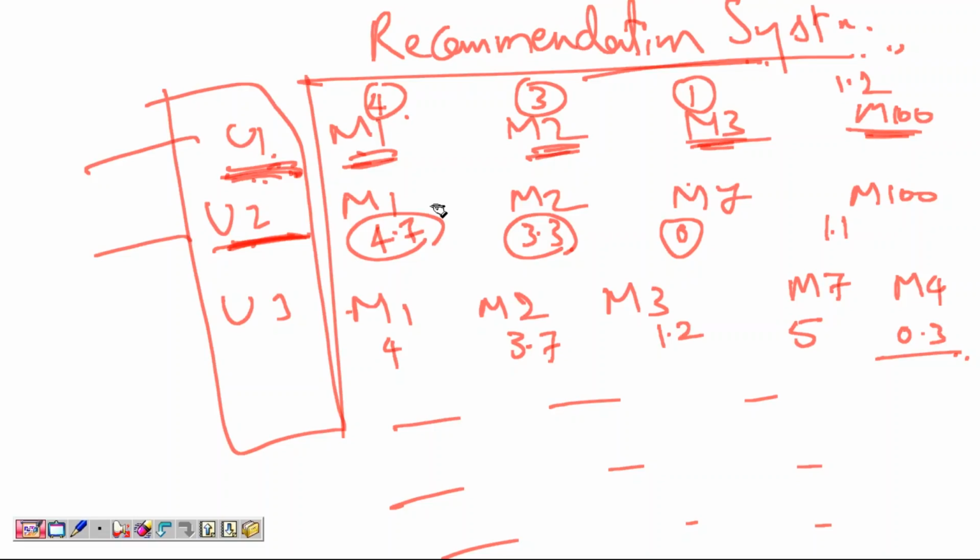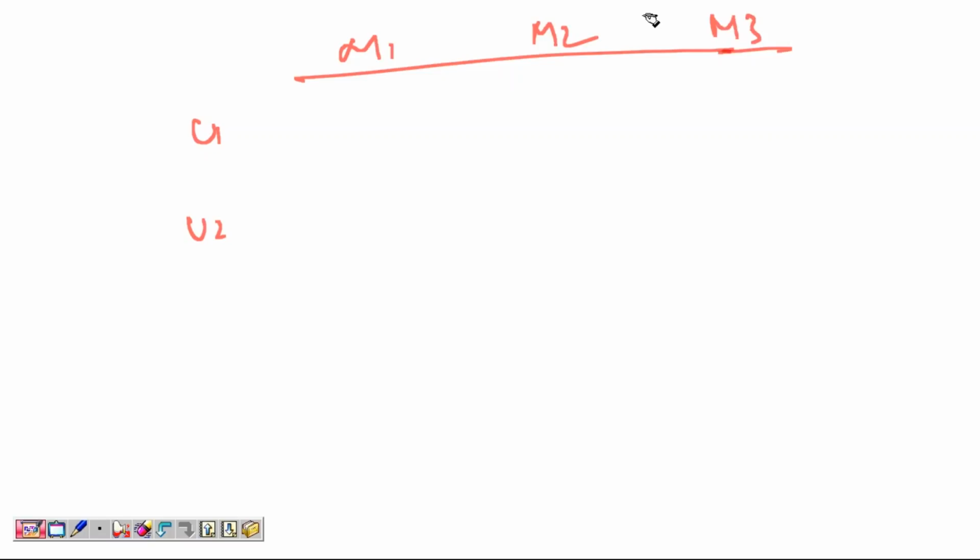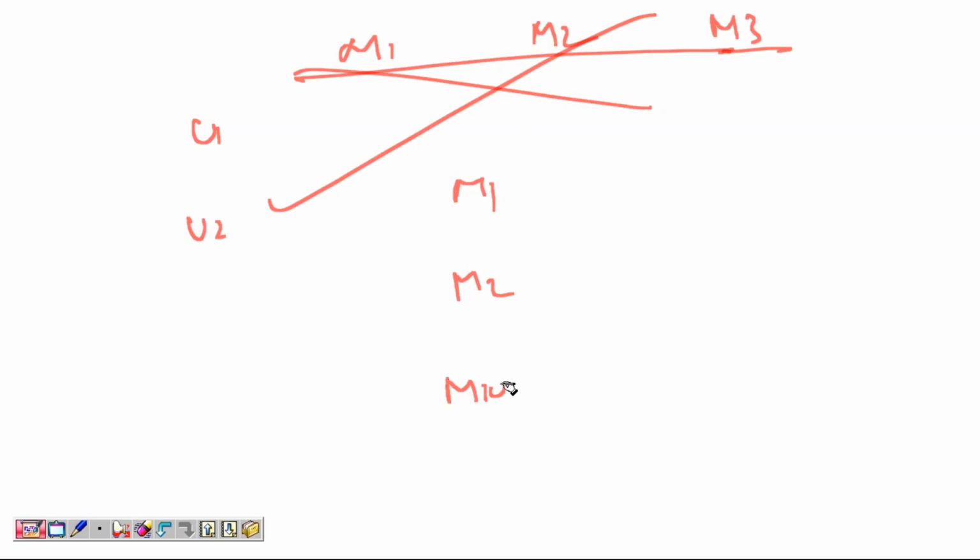Between user 1 and user 2, how many common movies are there? 2 common. Only 3 movies. Movie 1, movie 2, movie 100, right? Let's talk about only user 1 and user 2. Movie 1, movie 2, movie 3. Or reverse this one. Movie 1, movie 2, movie 100.